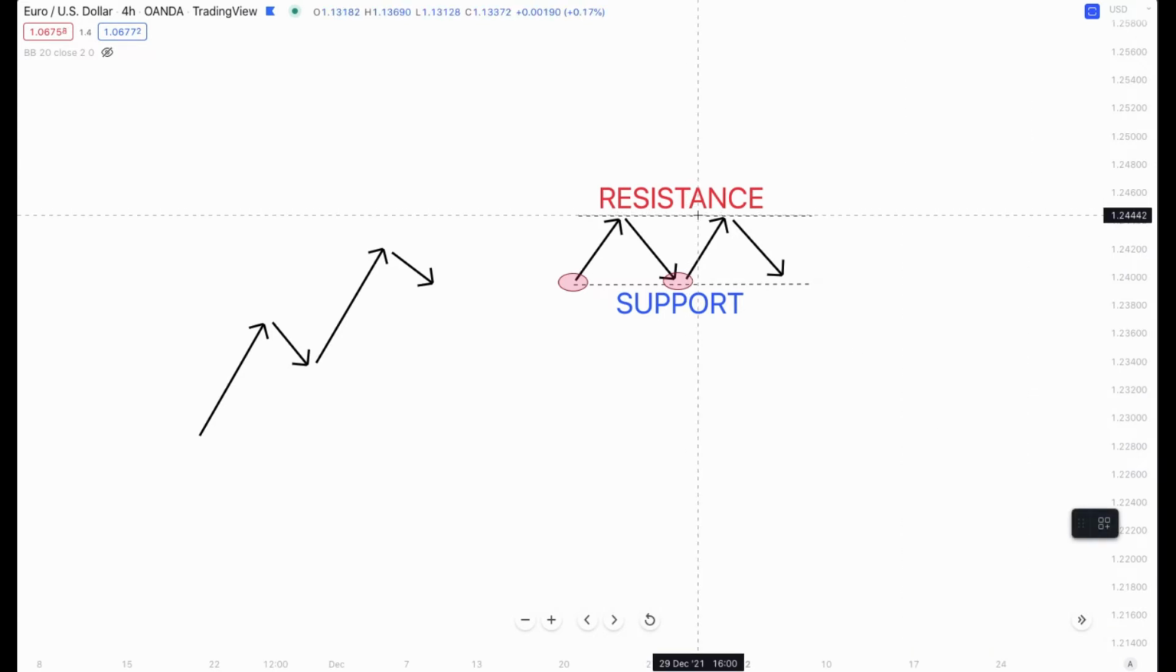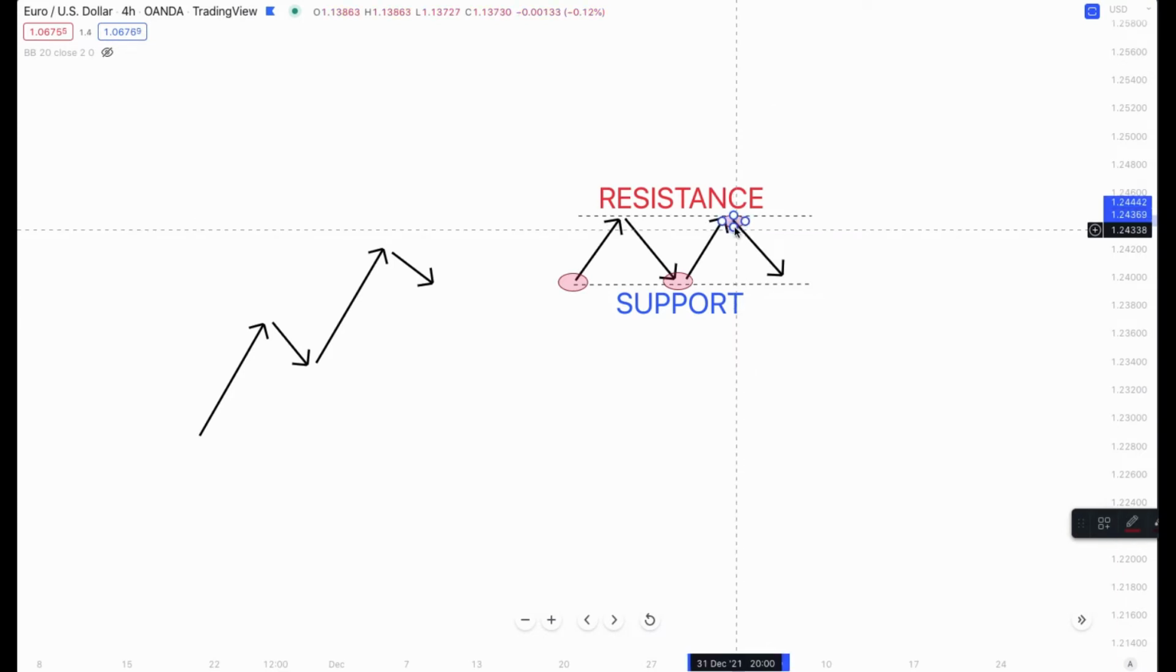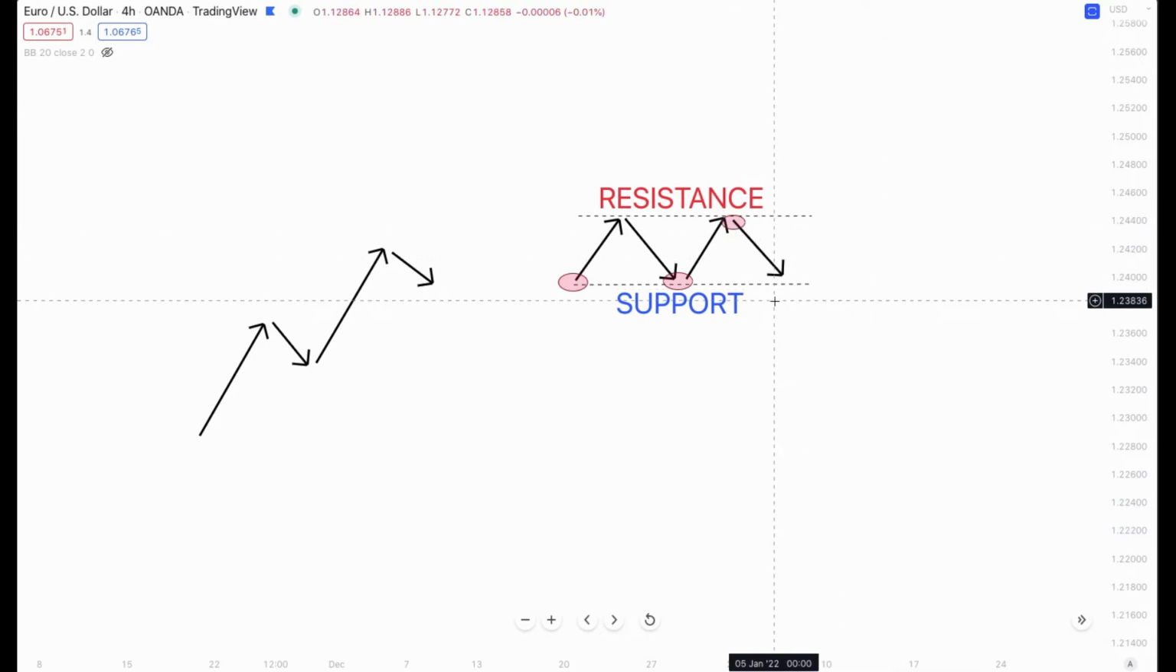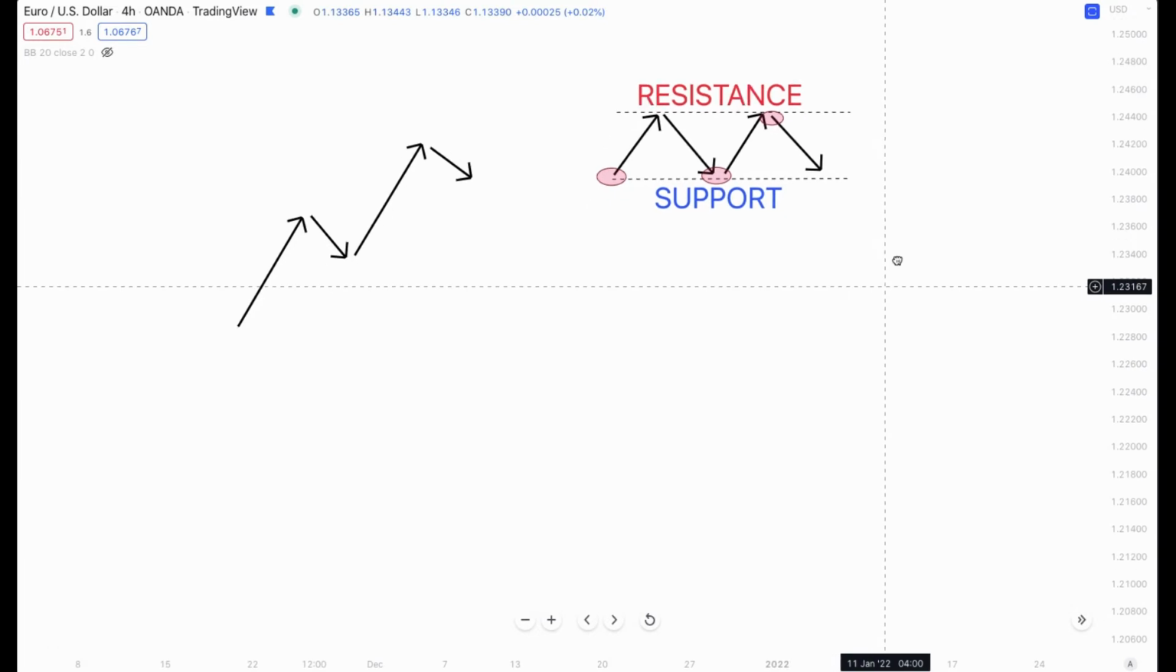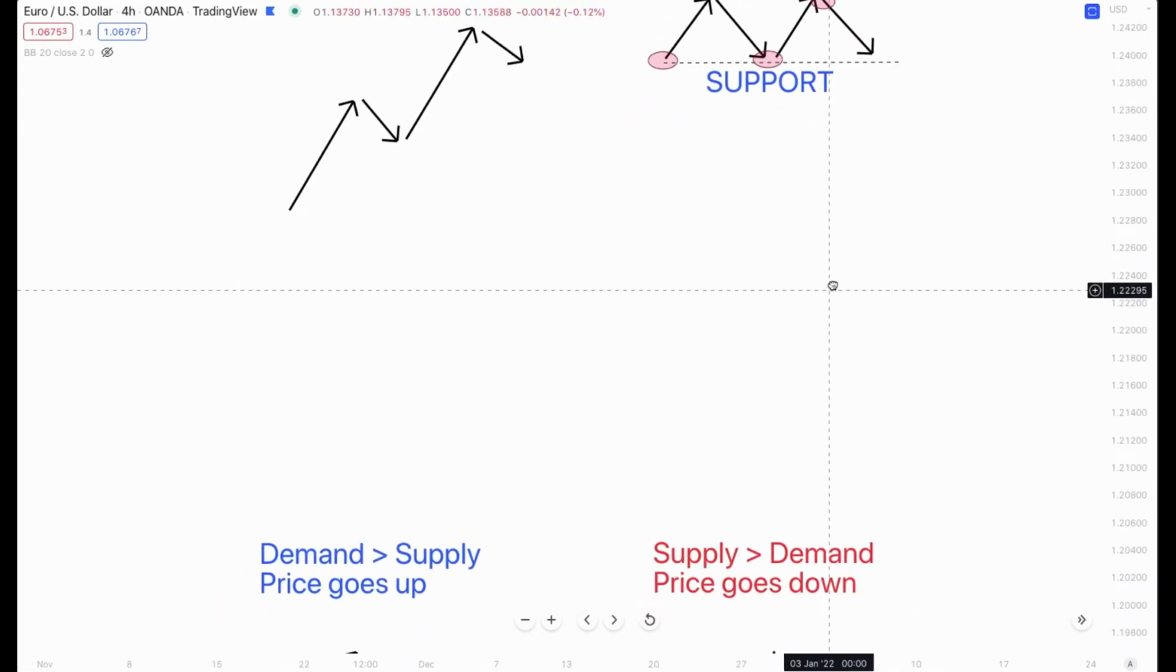When we are at a wall of resistance, the sellers come in, the supply. They are obviously thinking the price will come back down. This is how supply and demand zones are looked upon on a chart. This is how we see it. Okay?